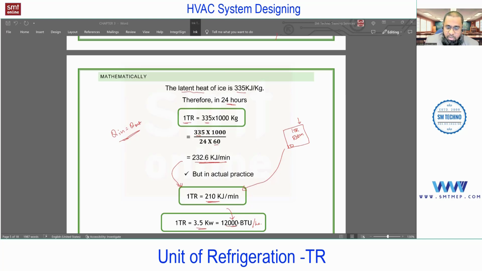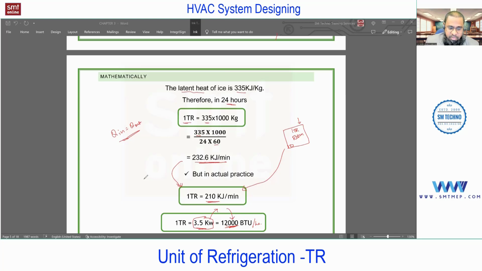So see, in terms of BTU, this is also important from an interview point of view. 1 ton equals 12,000 BTU per hour. In terms of kilowatt, it's 3.5 kilowatt. And this kilowatt is not an electrical kilowatt. Remember, it's a mechanical kilowatt. Heat. Okay, so don't get confused.